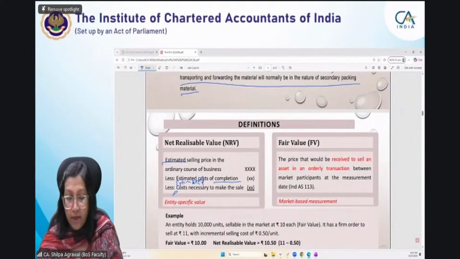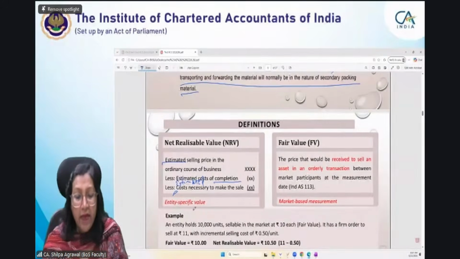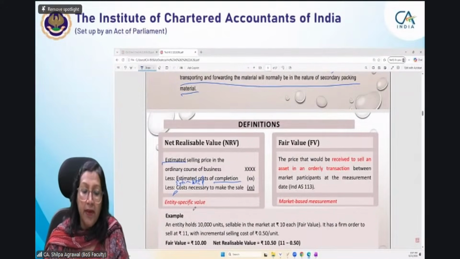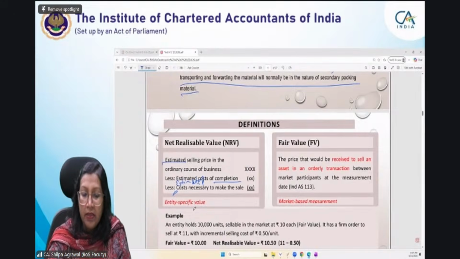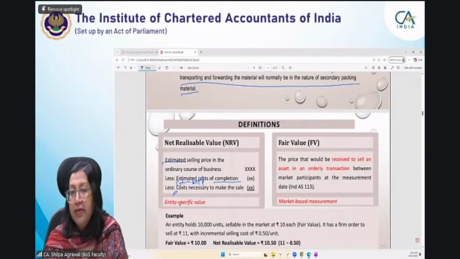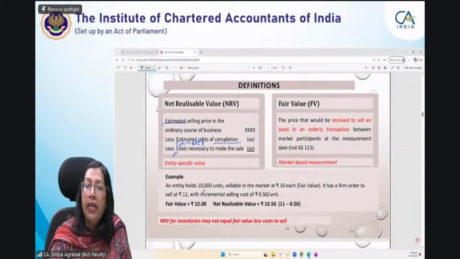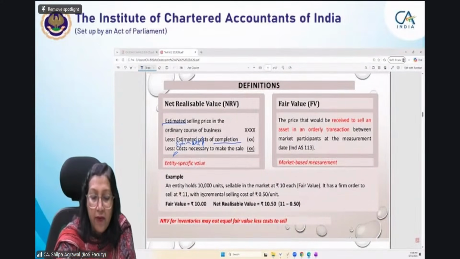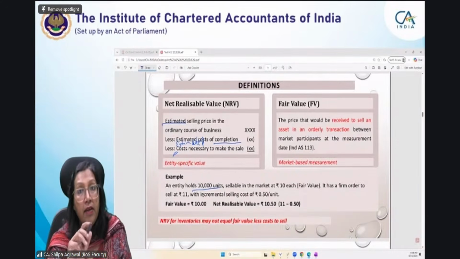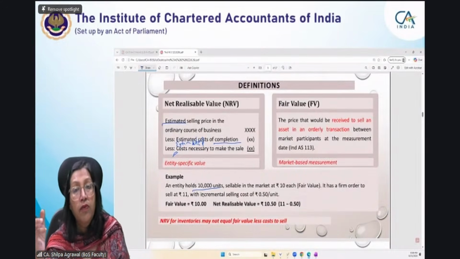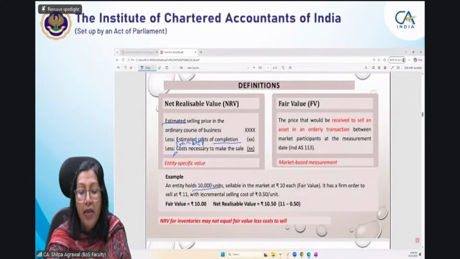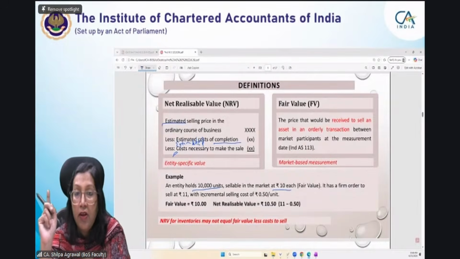Okay, giving an example of how to determine net realizable value. We have already given this example in this slide, which is in your study material as well, but I'll take the same example so that you don't get confused. Suppose an entity has 10,000 units, and the market selling price they can fetch is rupees 10 for each unit.